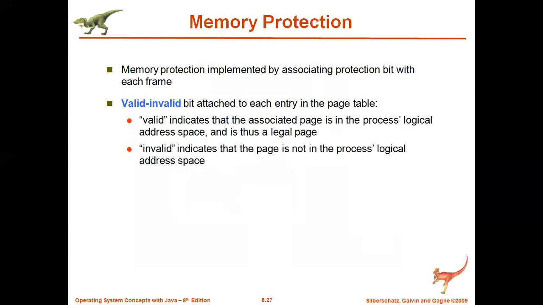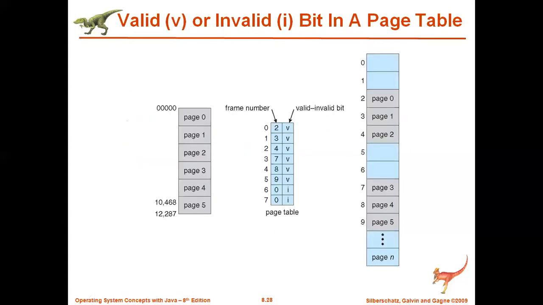Okay. Next is memory protection, how we can protect our memory. So directly we'll see with the example. These are the pages which we want to store in our main memory. This is the main memory, and this is our page table: page 0, page 1, page 2, page 3, page 4, page 5.